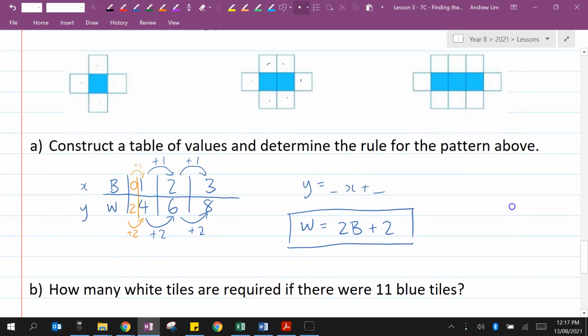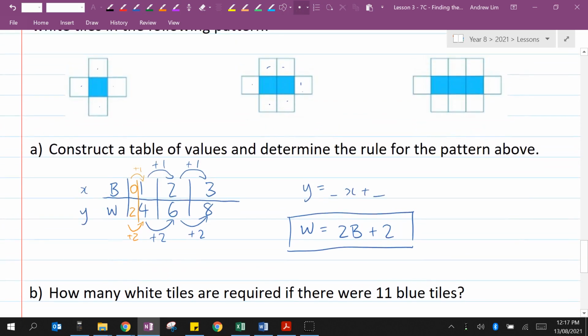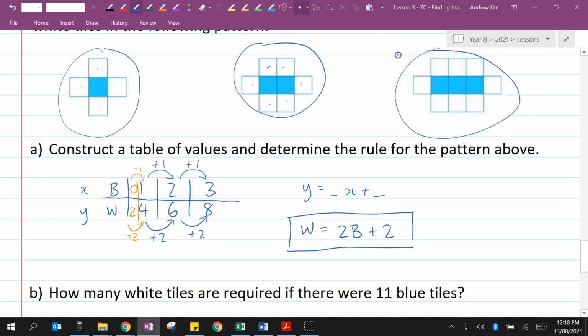Alright, so we can double check this to make sure that the rule works. There's 1 blue tile in this one. So 2 times 1 is 2, plus 2 is 4. We need 4 white tiles. 1, 2, 3, 4. Good. Well, we can double check it with this one. There are 2 blue tiles, so 2 times 2 is 4, plus 2 is 6. This is saying we need 6 white tiles. Yep, there are 6 white tiles there. Okay, and it's going to work for the last one as well.